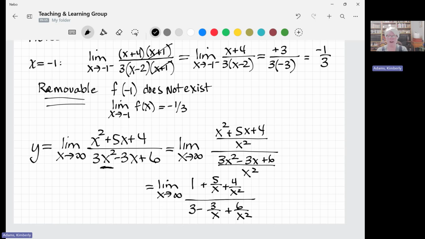So here's what you're trying to have happen. You want every term in the denominator to either be a constant or be of the form of this. Because when you allow x to get very large, these terms are going to go to 0. And the limit of a constant is always the constant. So this term's going to 0, so is this one, so is this one, and so is this one. And we're left with 1 divided by 3, which is the horizontal asymptote.